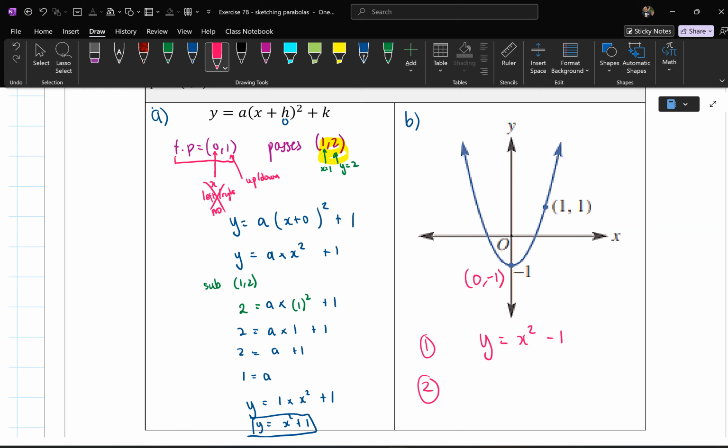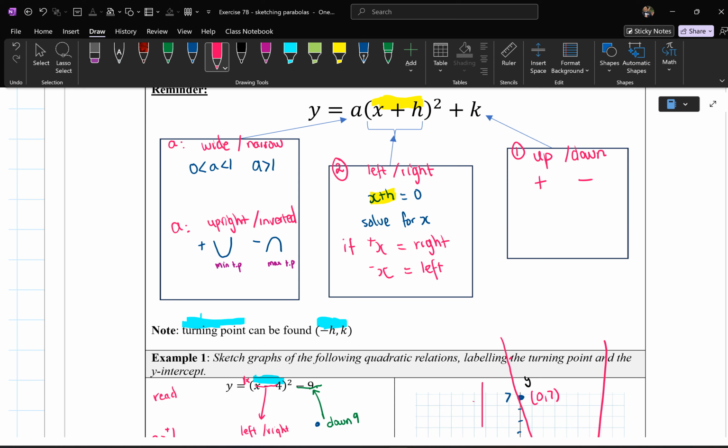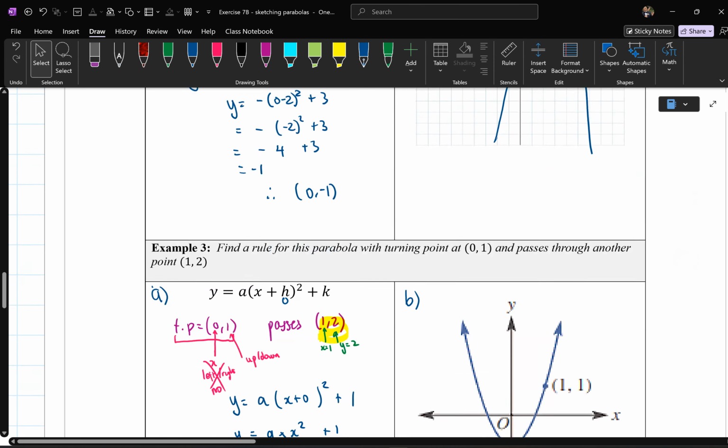Negative 1 squared minus 1. And then we solve for A. Wait, it's minus 1 because it goes down. So A times y equals 2x squared minus 1. Ooh, we've got a different one. Where is it again? It's okay.